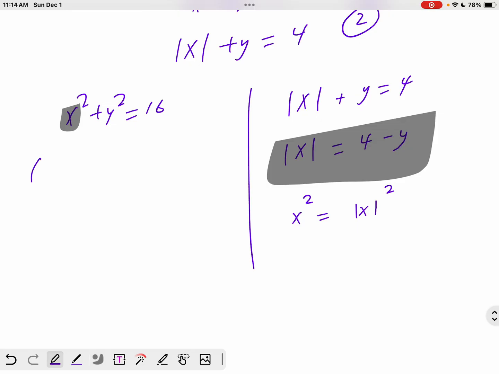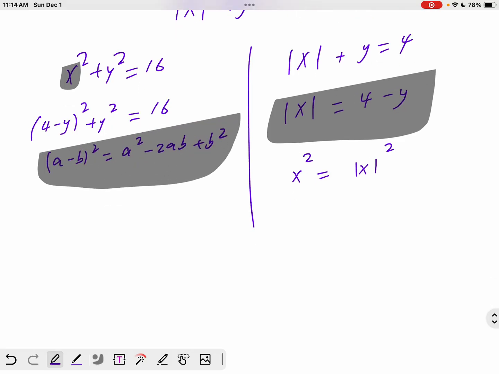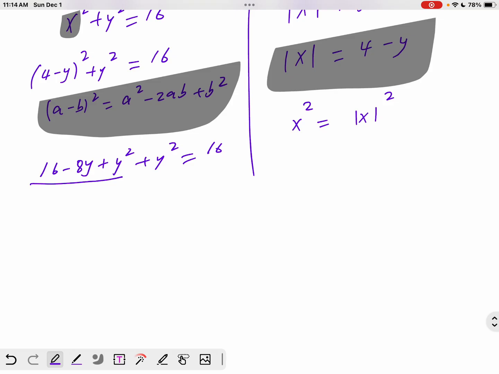Okay, so make sure, since it's a two-term binomial, use the parentheses. 4 minus y, squared, plus y squared equals 16. Open the square. This is now a minus b squared, which is what? a squared minus 2ab plus b squared. That's the formula we're using here. So then this is 16 minus 8y, which is 2ab, plus y squared, plus y squared again equals 16. So these three terms are coming from when you open the perfect square.